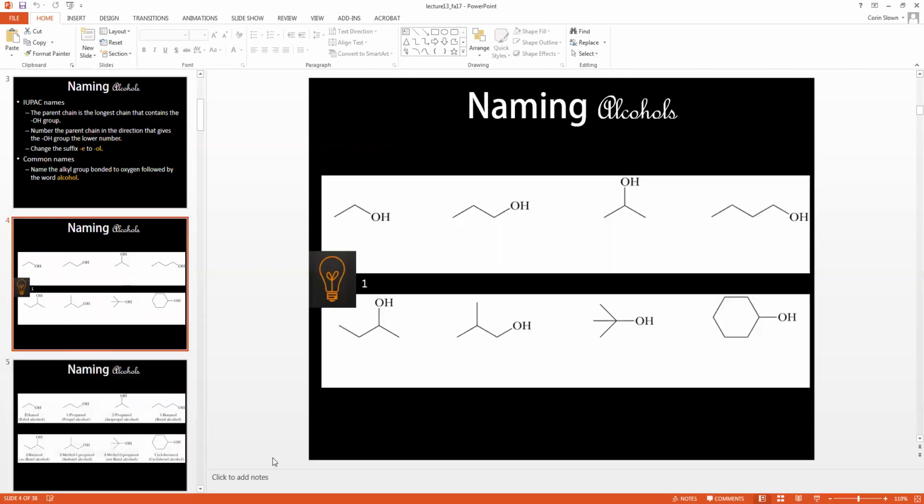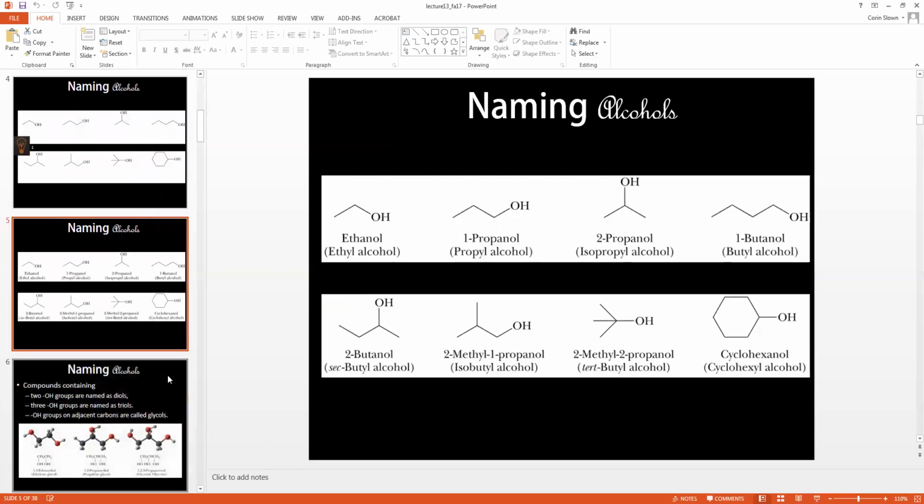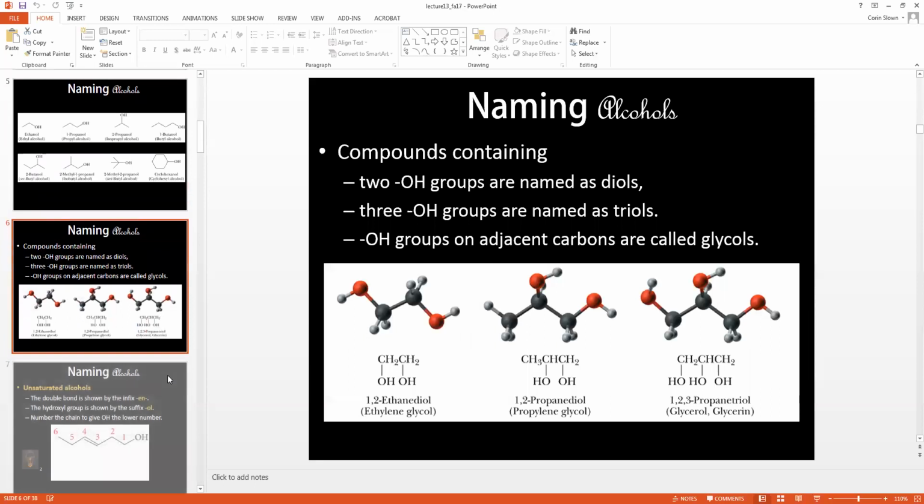So take a moment, practice naming these structures. You need to press pause so you have as much time as you need. And again, remember, you're using the same conventions for naming that we've been practicing all along. Take a moment and evaluate the way that you name these compounds. If you need to, go back and refresh yourself on the rules for naming alcohols.